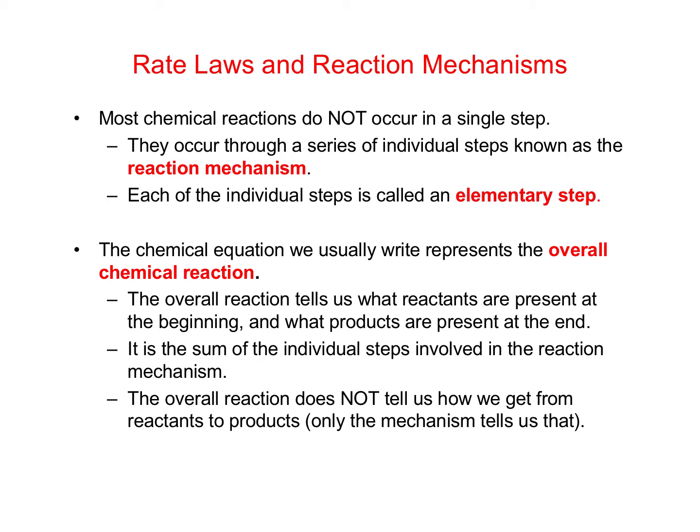To this point, when we've written chemical equations, what we write represents the overall chemical reaction. The overall chemical reaction tells us what reactants are present at the beginning, and what the products are at the end of the reaction, but it does not tell us how we get from the reactants to the products. Usually, behind the overall reaction, there's a series of individual steps that combine to tell us how we get from the reactants to the products, what things are actually colliding in these different steps in order for the chemical reaction to happen.